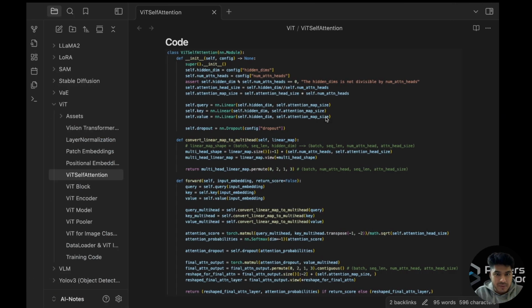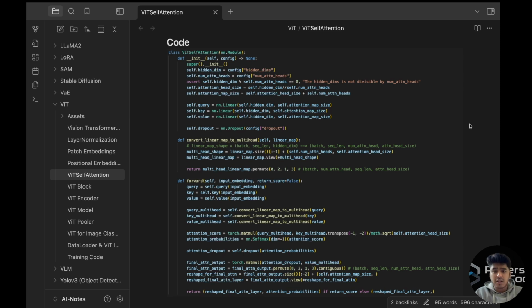There's a lot of things we need to discuss in the code. Most of it is pretty straightforward, but let's go through the code. So let's say we create a class called ViT self attention, and of course it inherits from nn.Module. We declare a bunch of these initial variables where we define our hidden dimension, we define the number of heads, etc.